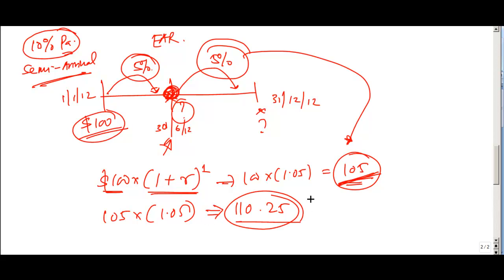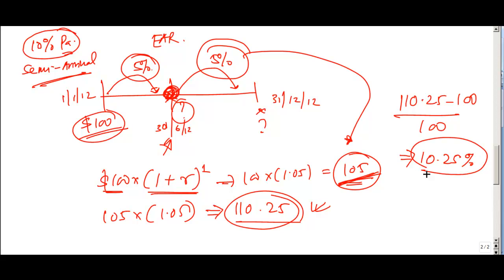So the return that you have got is 110.25 minus 100 divided by 100. So the holding period return. So this is your 10.25%. So the holding period return is 10.25%. Okay, so this holding period is 1 year. So for 1 year holding period, we call that as effective annual rate.